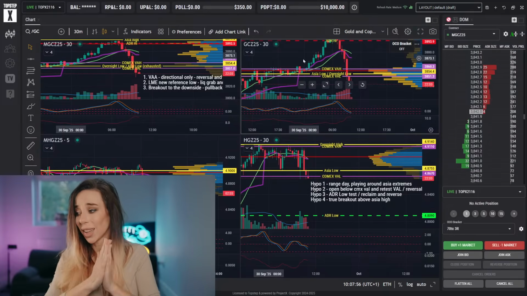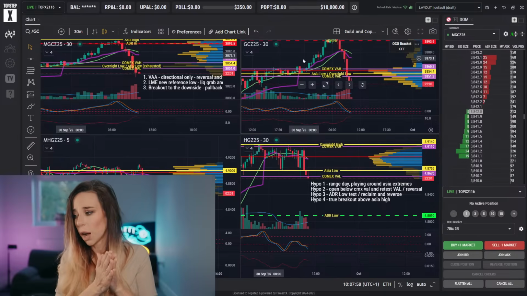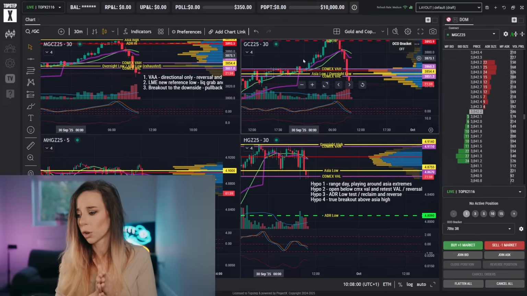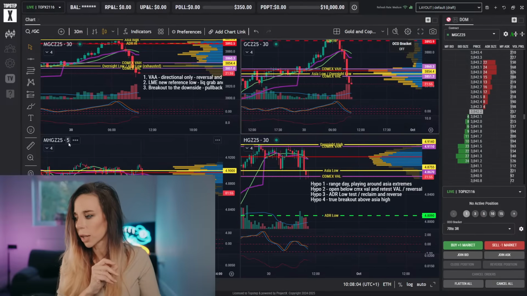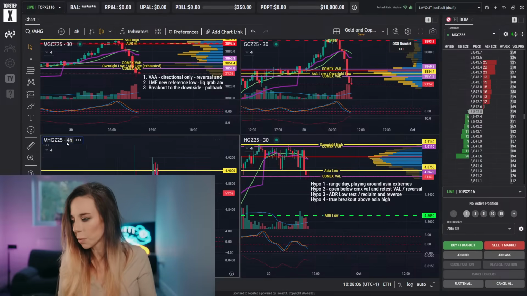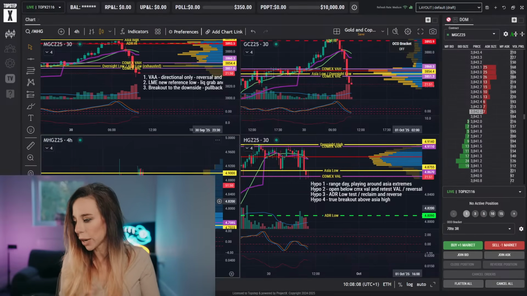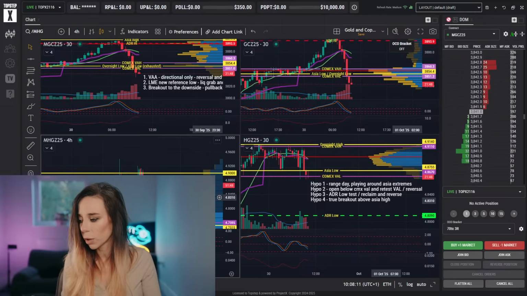Do I want to go against that as a mean reversion trader? I do not. I really do not. Not on gold. Copper, so-so. Copper, I think it still has some room. But at the moment, we've done a distribution and a reversal.